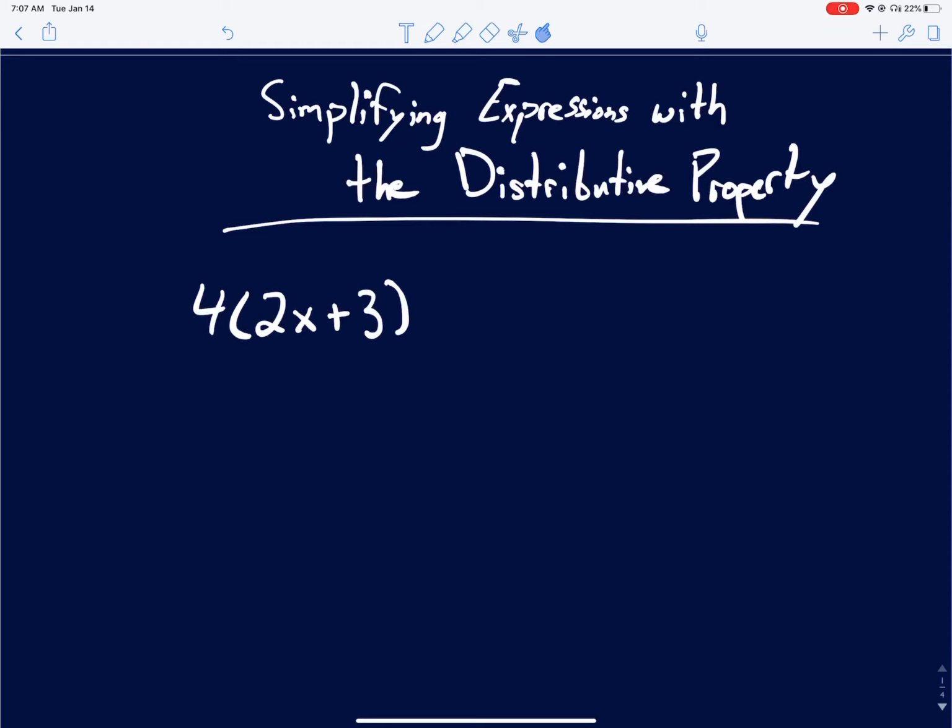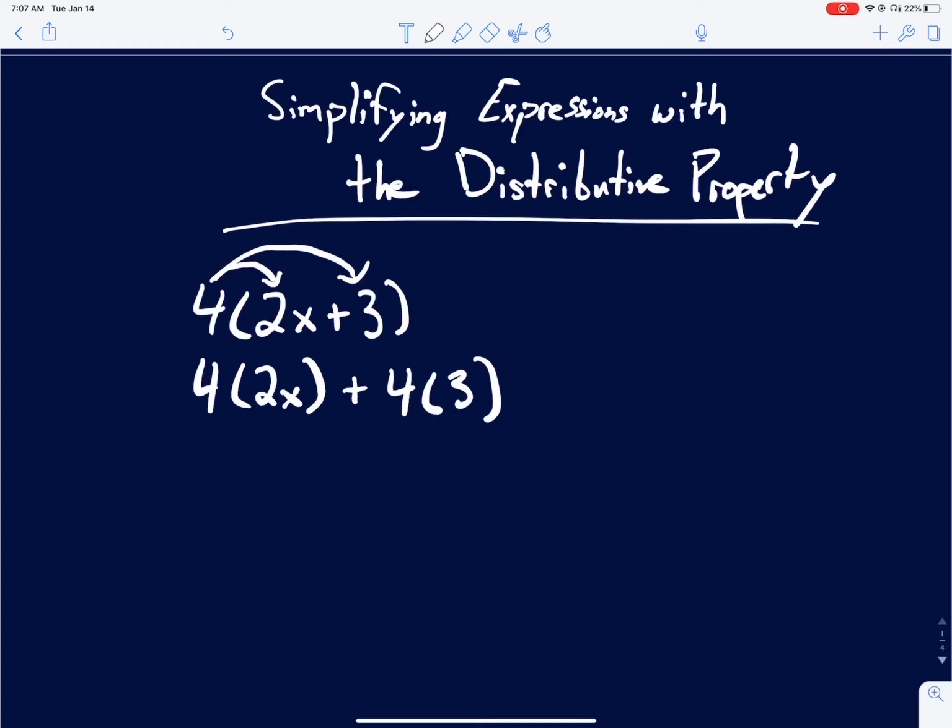Now remember, when we're performing the distributive property, what we want to do is multiply this number sitting right outside of the parentheses by every term that is inside the parentheses. So we have 4 times 2x plus 4 times 3. So 4 times 2x, 4 times 2 is 8, so 8x plus 4 times 3, which is 12, and this one has been simplified.